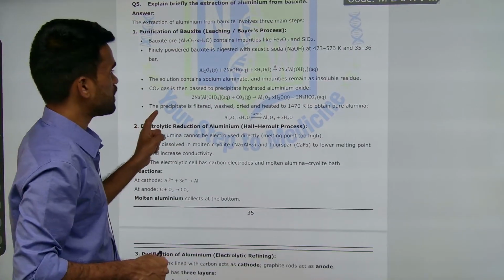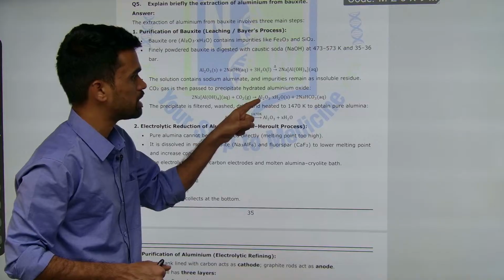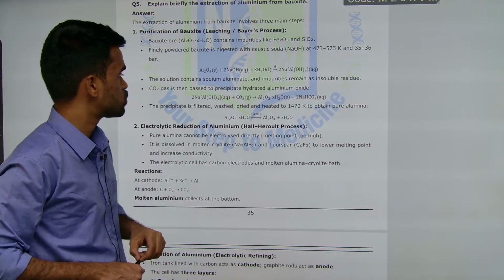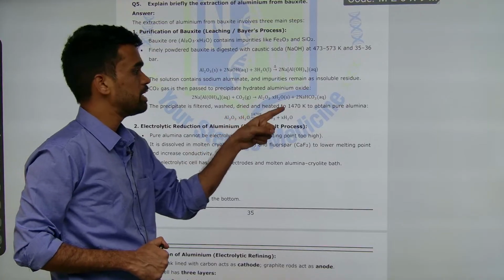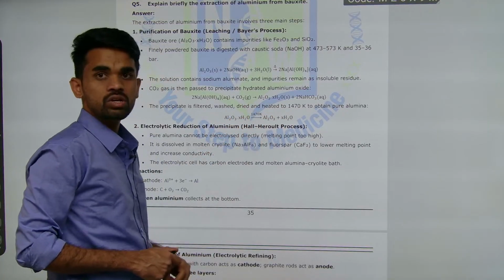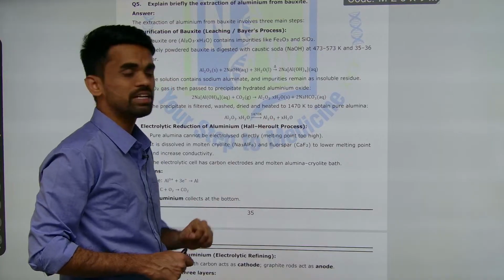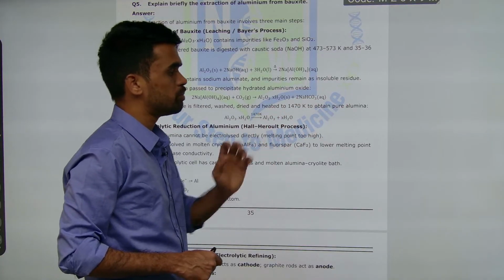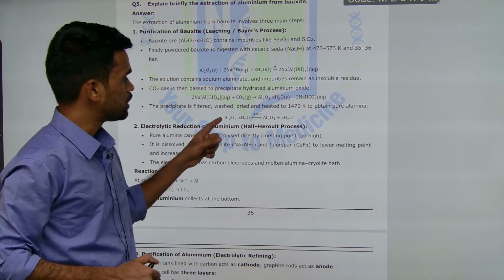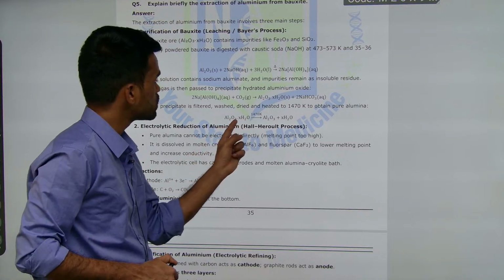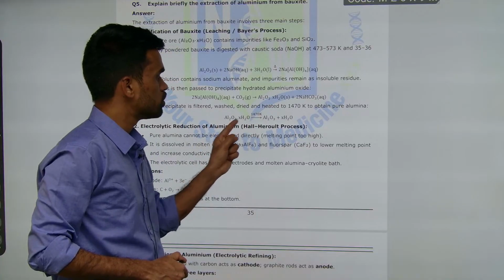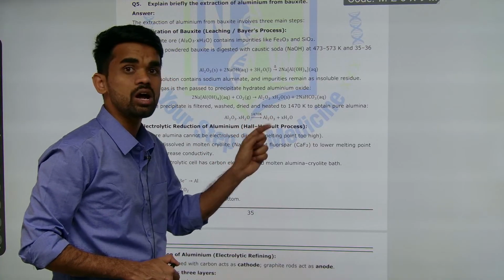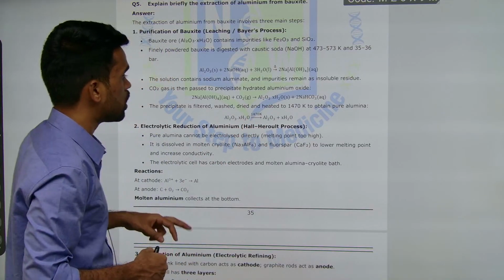The precipitate is then filtered. Now the precipitate contains Al2O3·xH2O. The precipitate is filtered, washed, dried and heated at 1470 Kelvin. We heat at 1470 Kelvin to obtain pure alumina. The xH2O is removed at 1470 Kelvin, so you will get pure Al2O3. This is called alumina. Al2O3 is called alumina.